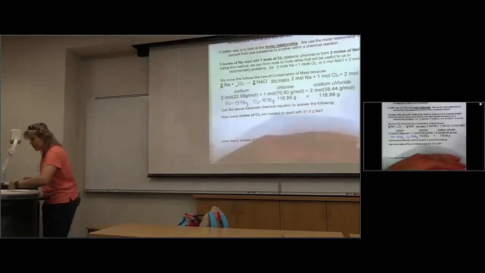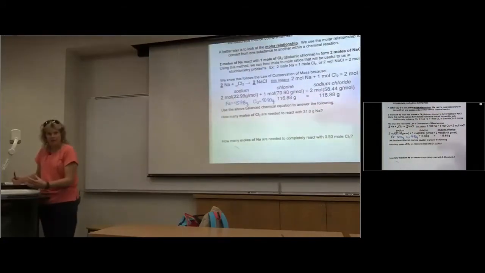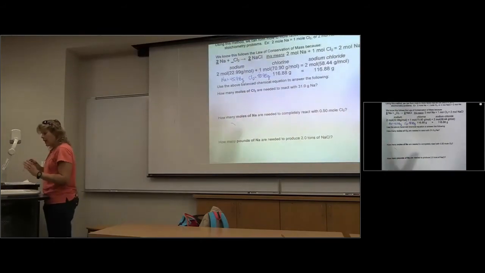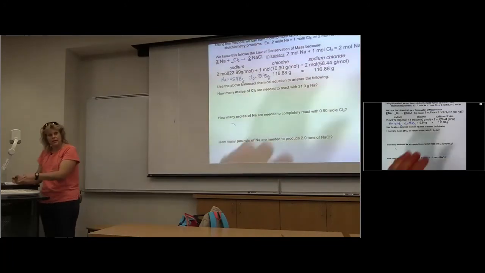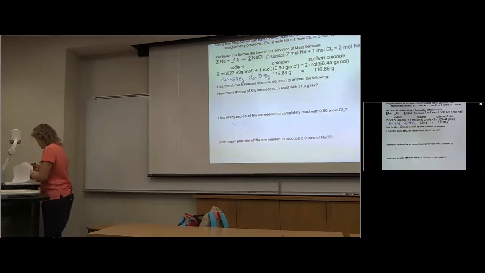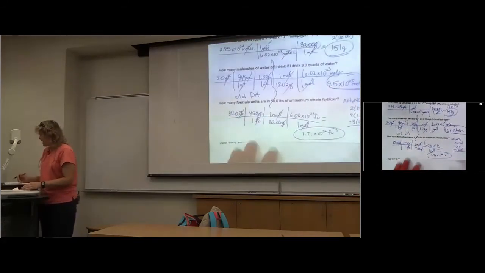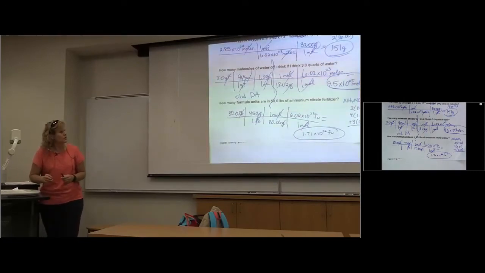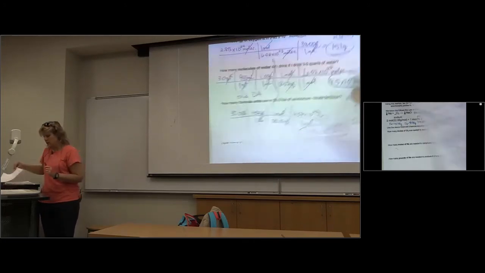I wanted to explain all this to get you to understand the concept of how the law of conservation of mass works with the actual numbers, but now we're going to do stoichiometry. The difference in stoichiometry and what we just did on the previous page is that we change from one substance to another. Look at the previous question that you did. It said, how many formula units are in 50 pounds of ammonium nitrate fertilizer? The whole problem was talking about what? Ammonium nitrate.